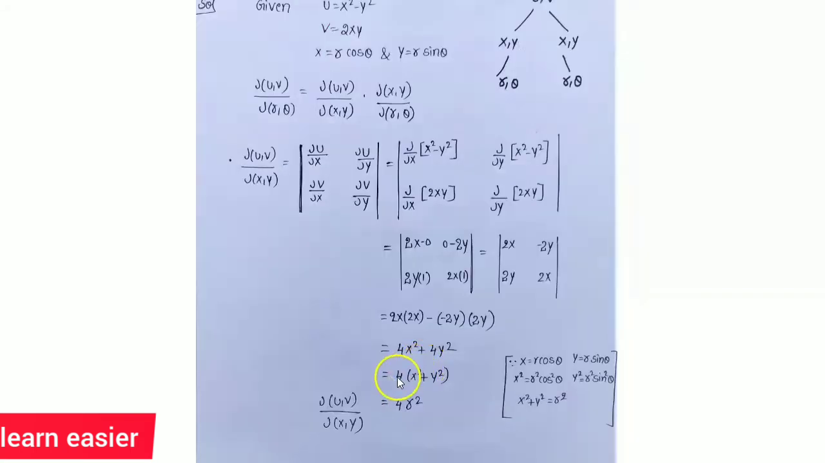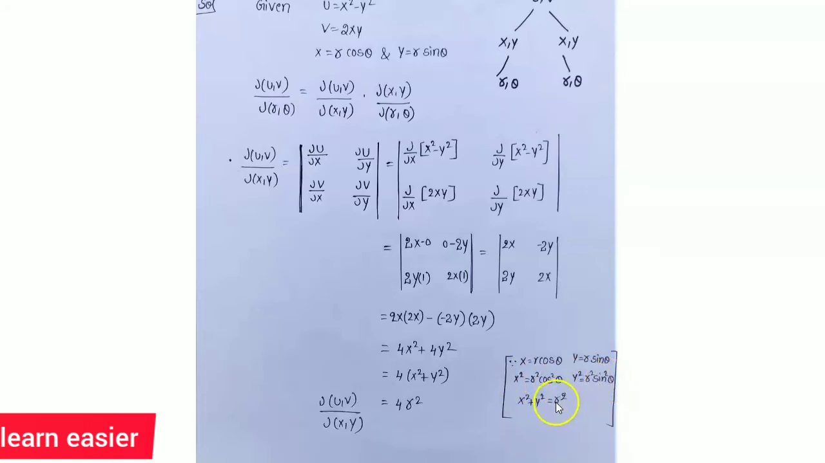If you take the common 4, we got x square plus y square, which is r square, because x is r cos θ and y is r sin θ. So x square is what? r square cos square θ, and y square is what? r square into sin square θ. If you apply squaring on both sides, after adding x square plus y square, we got r square cos square θ plus r square sin square θ.